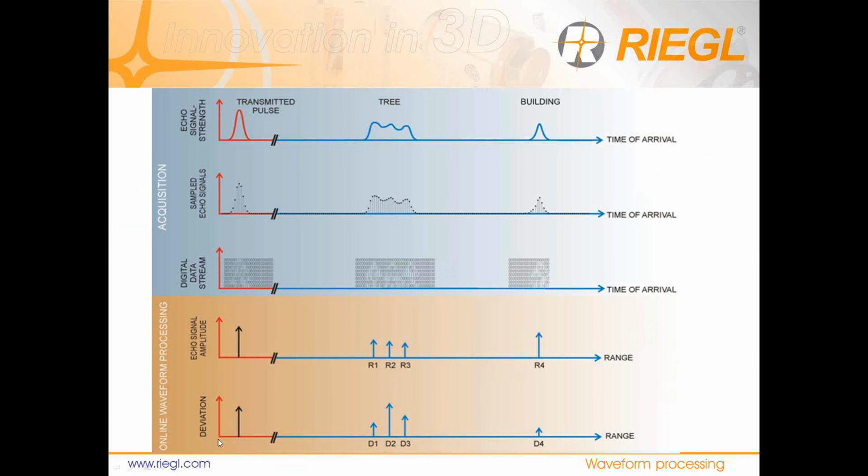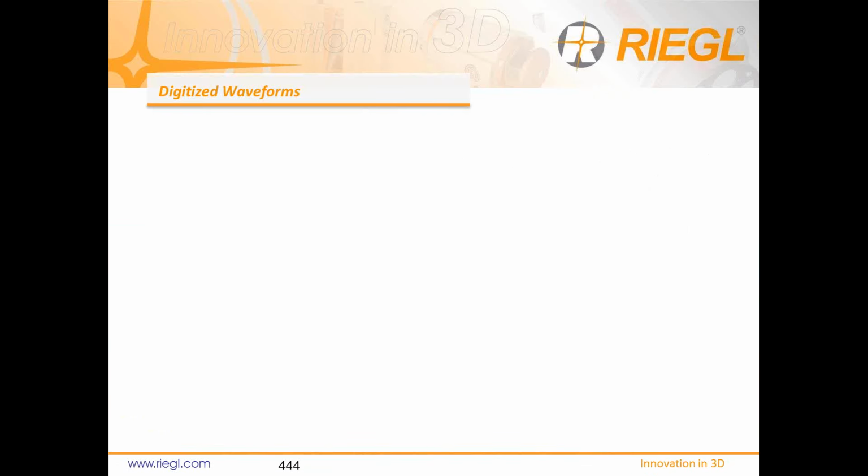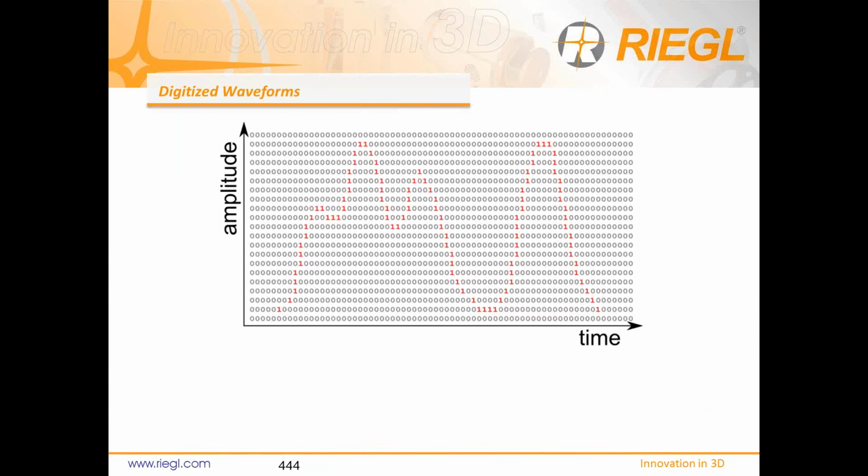And then we extract deviation. I'll now discuss what deviation is. So you've seen reflectance and amplitude from waveform data. So it's basically digital amplitude and digital reflectance. Now let's look at waveforms in a bit more detail. So that's the digitized information, zeros and ones.